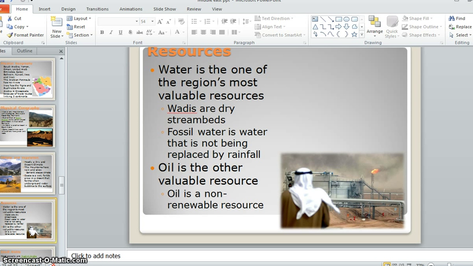Something that's also pretty interesting in this area is something called fossil water. And fossil water is water that is not being replaced by rainfall. So if you're thinking of seeing the Aral Sea, back when we learned about that area drying up, again, because of rivers not flowing into this area anymore, it's not being replaced by the rainfall. So technically the Aral Sea would be considered fossil water as well.